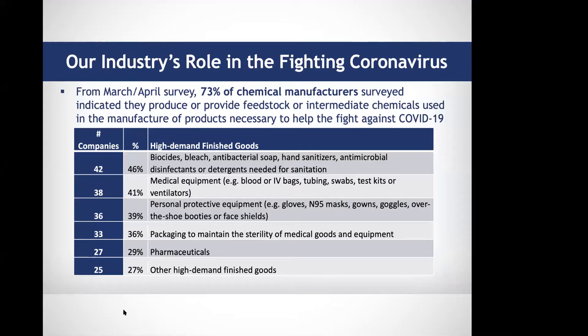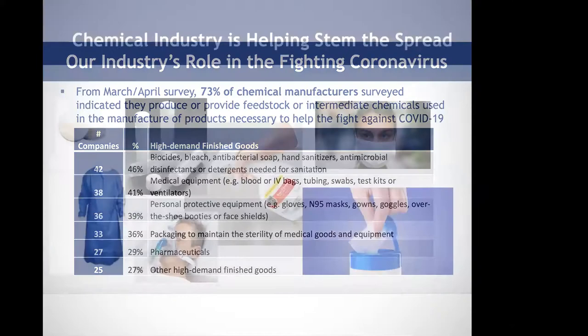We were pleased to find, and we did that in March and April, that roughly three quarters of the manufacturers, our companies, produce a product or a feedstock or an intermediate chemical that's ultimately used in products necessary to fight against the coronavirus. This includes products that go into medical equipment, the resins for IV bags, test kits, things such as that, to protect the PPE, the personal protective equipment, all of those resins that go into those products, packaging. We do produce the active pharmaceutical ingredients that go into pharmaceuticals. And then the biocides, bleach and things such as that. So we do have a fairly big role in that.